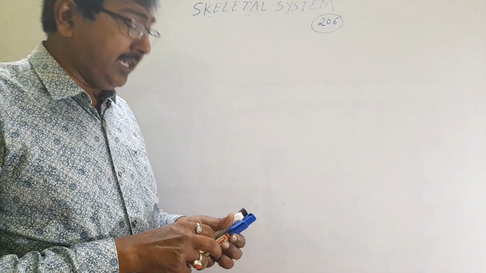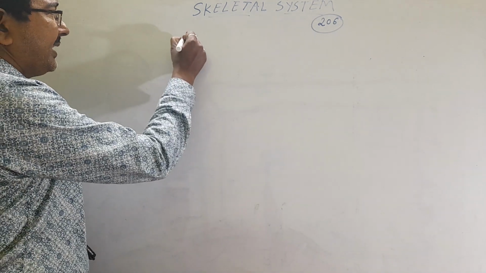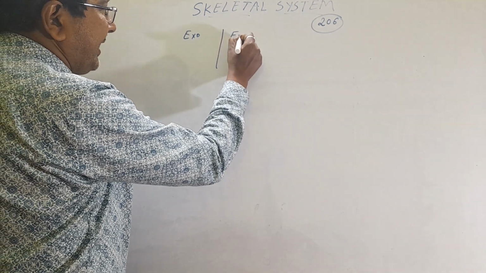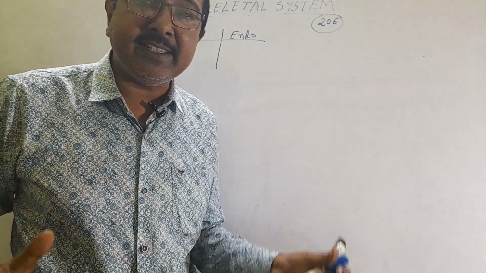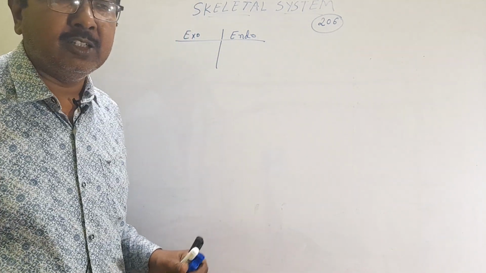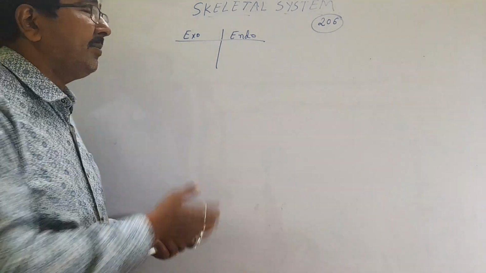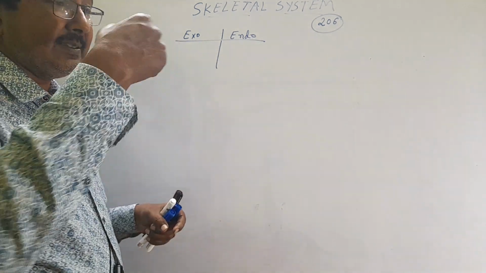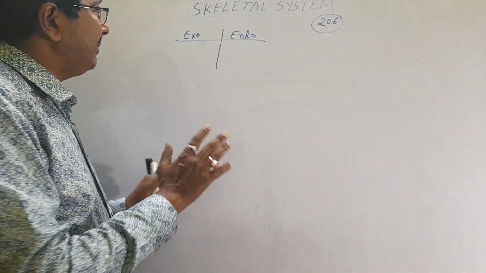This skeletal system we can divide into two types. One is exoskeleton and another is endoskeleton. So what is the difference? Exo means outside, so this skeleton is present outside of our body, and endo means inside, so the endoskeleton is present on the inner side of our body. This is the main difference.